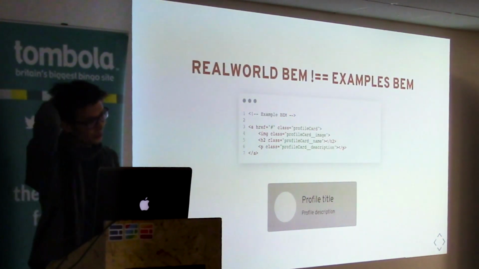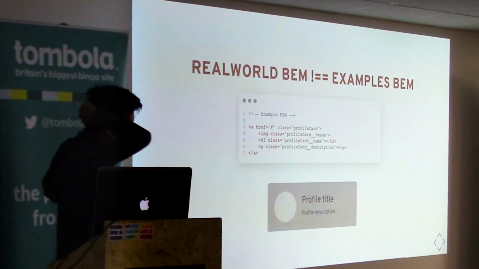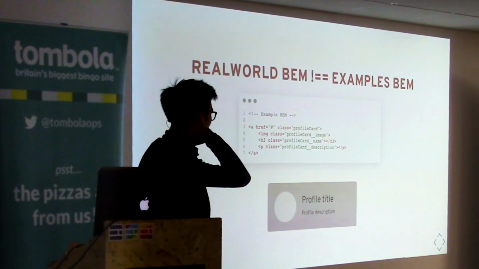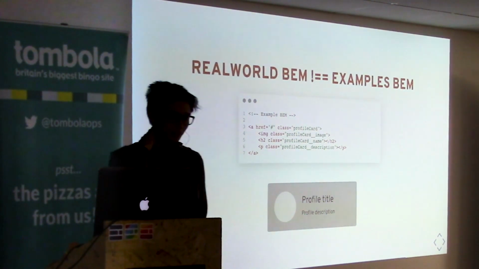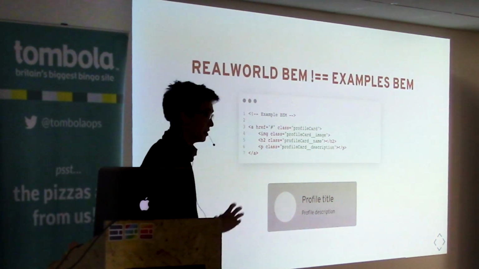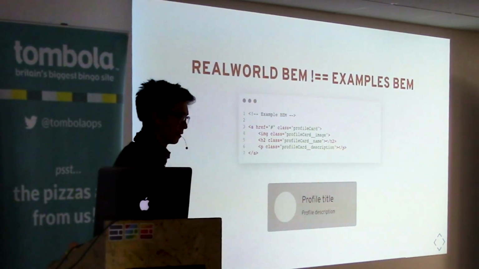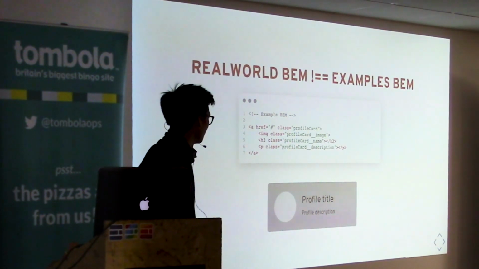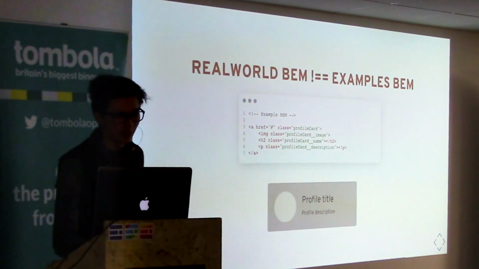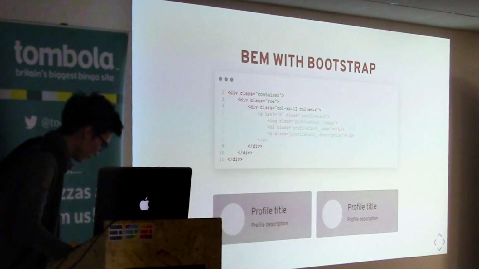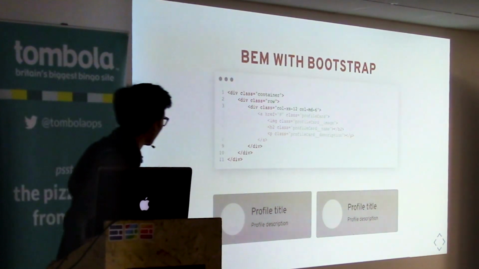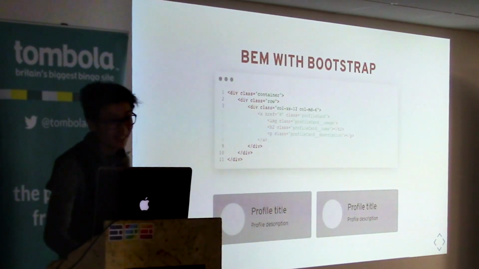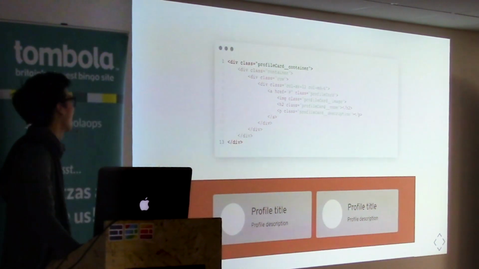Another problem I ran into: the BEM in examples doesn't necessarily match the BEM that you use in real life. So this is a really nice example. It looks really clean. You can imagine the CSS for this looking really clean as well. And the HTML, wonderful. But as soon as you start using it in a real project, you find out, oh wait, it needs to be in a grid. So we add Bootstrap, we put them in a grid, and then we find out, oh no, wait, there needs to be a background.